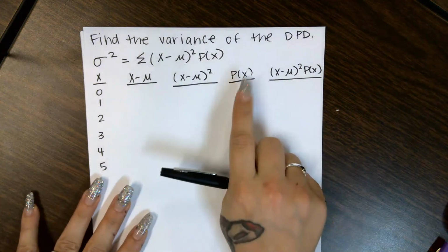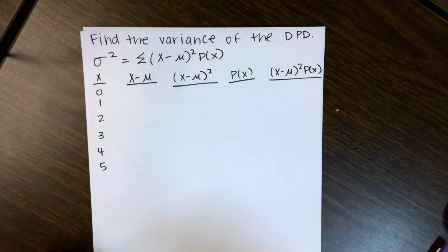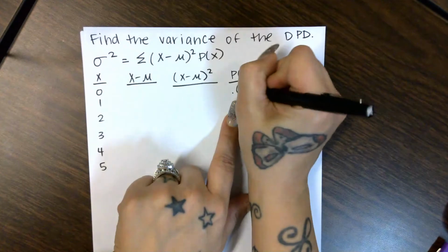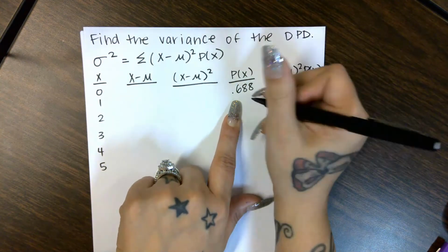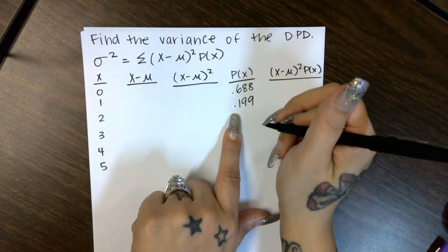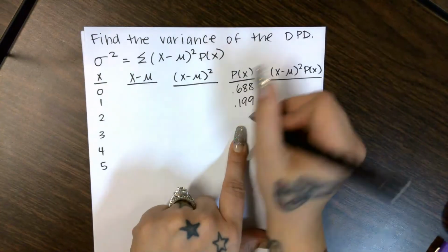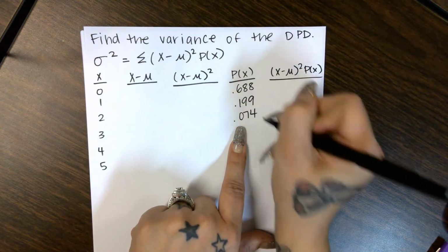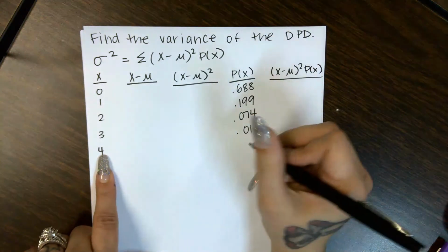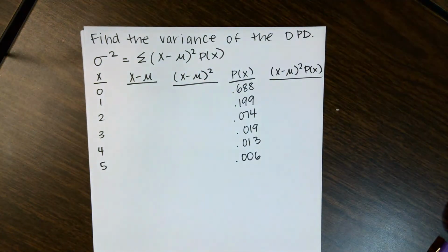We know the P of X, right? And so I'm actually going to go ahead and write those. Whenever I look at all of my data, I know that the probability at 0 is 0.688. And then the probability of 1 was 0.199. And I'm doing this for a reason, because it just makes it easier for me to compute. 2 is 0.074. 3 is 0.019. 4 is 0.013. And then we have 0.006. That's what I know, right? What's blank is what I don't know.